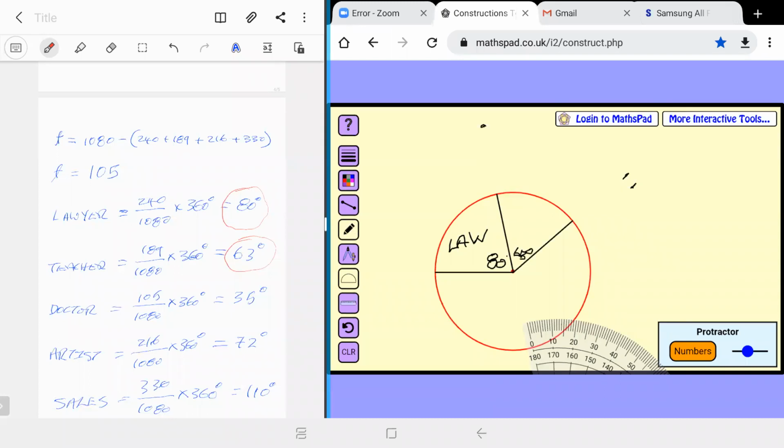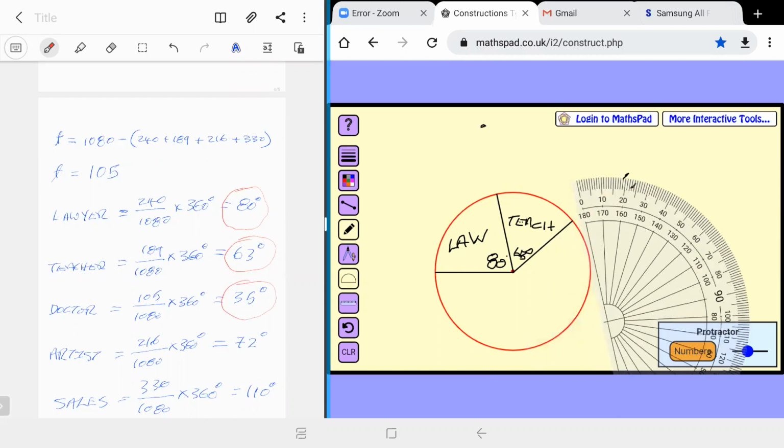63 degrees, and that is for teacher. I'm just going to write teach for the time being. And then from that line now, I need my 35 degrees. So again, go for my protractor.